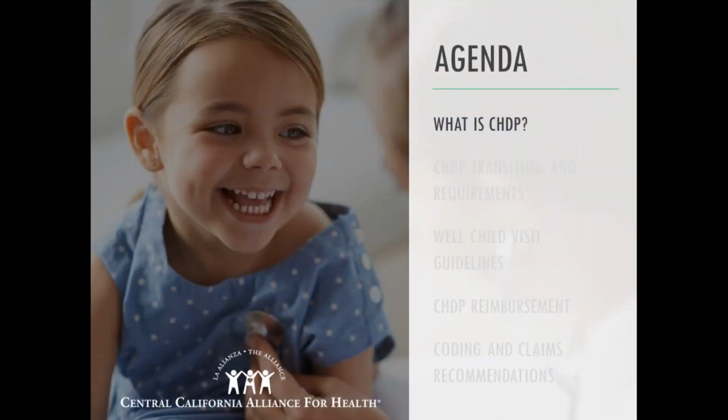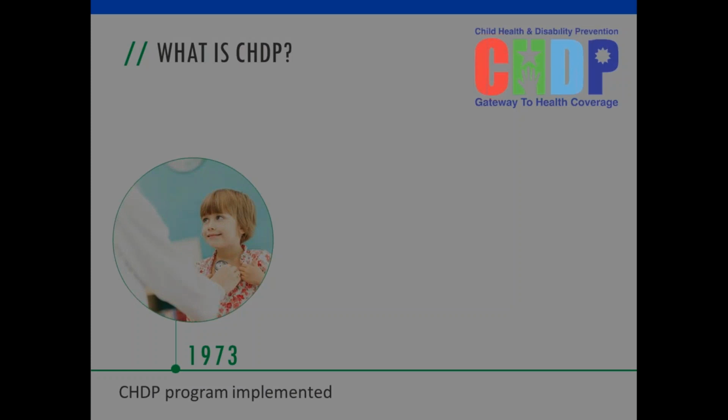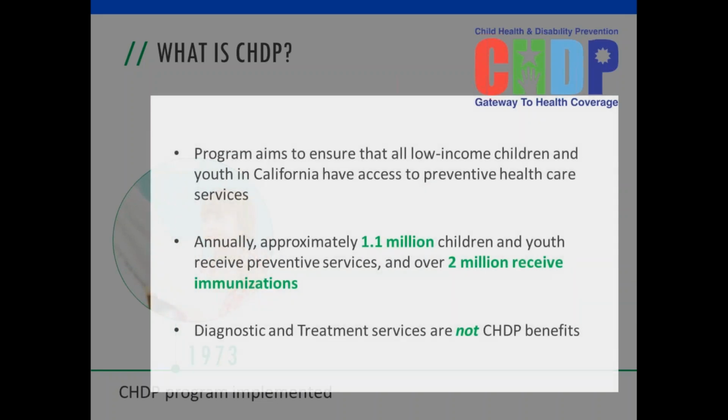First, let's go over some history of CHDP and why we have this program. What is CHDP? The CHDP program was implemented in 1973, originally to meet federal Medicaid early and periodic screening mandates in California. Over the years, the program has expanded to all low-income children and youth in California to assure they have access to preventive care.